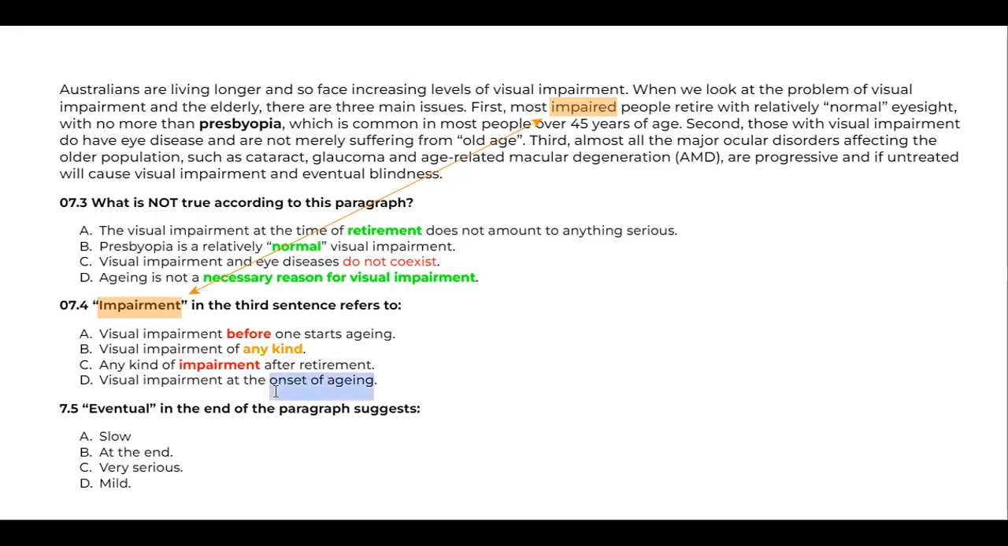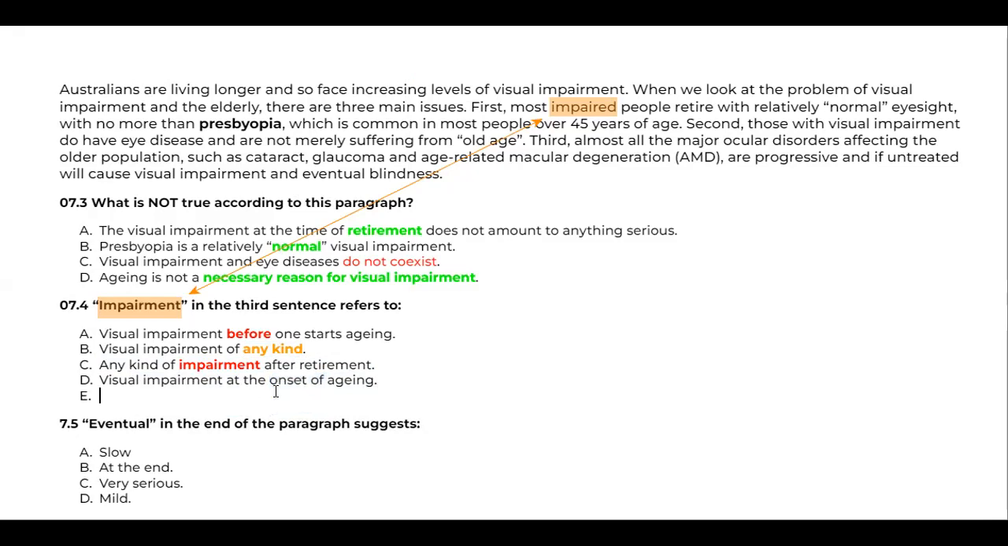At the onset of aging. What does it mean? At the onset of aging, are you aged or not? Tell me, some of you, please tell me. At the onset of aging means it starts. That means you are aging. Can we say that you are aged? Yes. Okay, that is something.